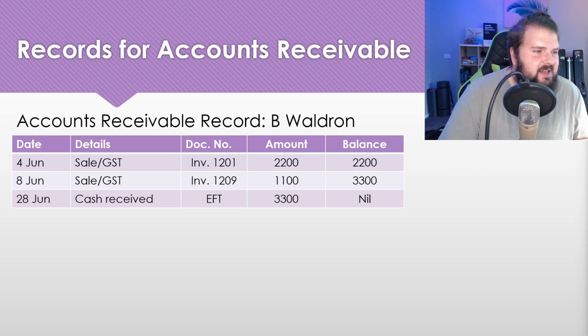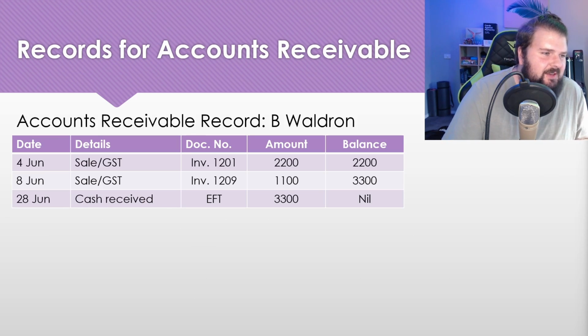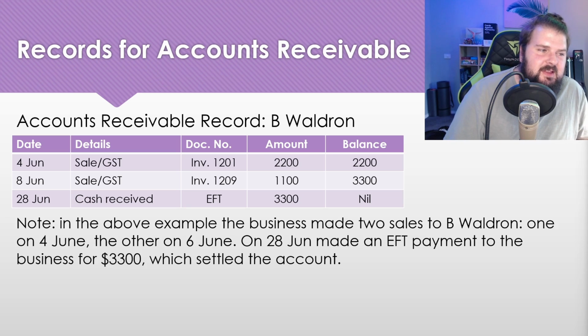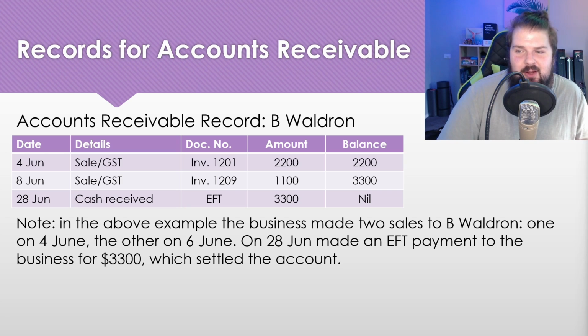So you'll see here, this is for B. Waldron. We've got that $2,200 sale that we made earlier, and they've included a new one, which is invoice 1209, and that is for another $1,000 plus GST. And you can see that on the 28th, we've received cash via EFT. So this allows us to keep track of things, and we know exactly when he's paid and what credit terms he's met.